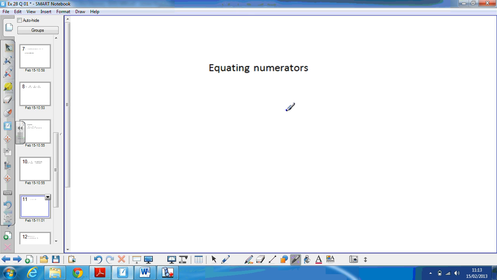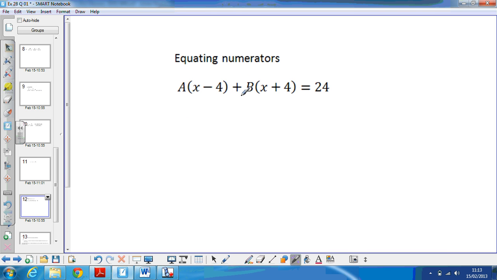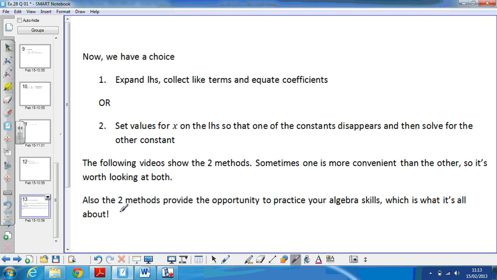We have to equate numerators. So equating numerators, we get a(x minus 4) plus b(x plus 4) equals 24. The numerators on the left hand side and the right hand side can be equated because the denominators are the same. So now we've got to calculate the values of a and b. And there's two ways that we can do this. We can either expand the left hand side, collect together like terms, and then equate coefficients to find the values of a and b.